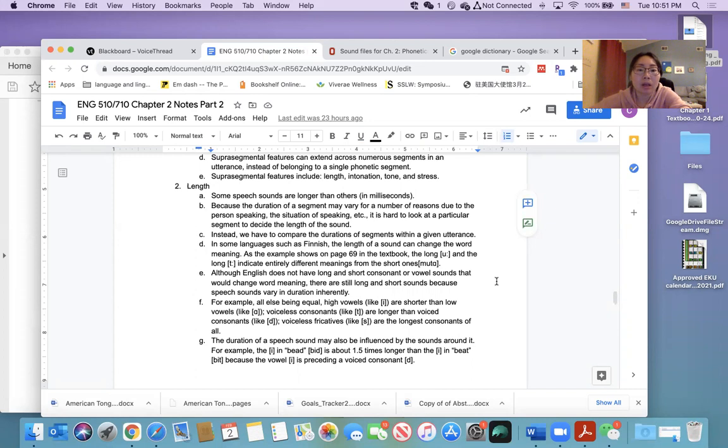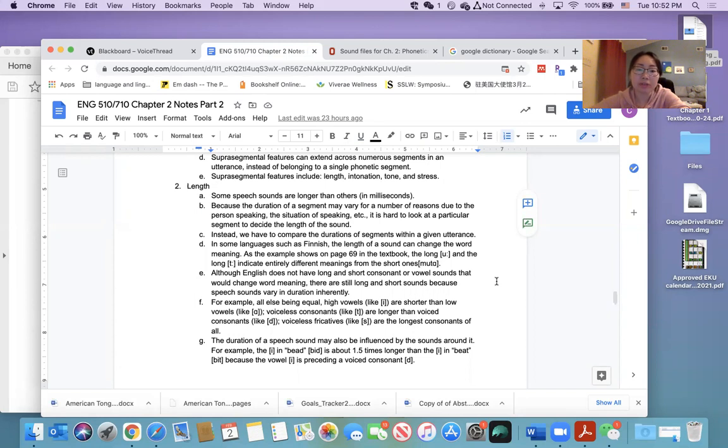Okay, but there are some inherent length features in the segment sounds, all else being equal. High vowels like lowercase i are shorter than low vowels like ah. Voiceless consonants like t are longer than voiced consonants like d. These are inherent features because it just takes longer for us to produce a voiceless consonant like t, right? And voiceless fricatives like s are the longest consonants of all.